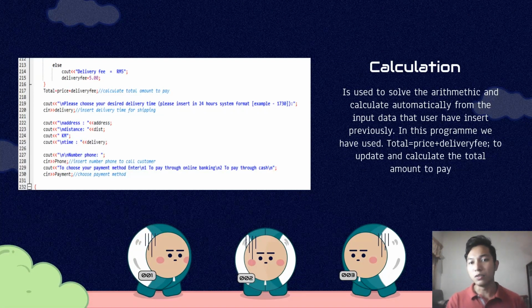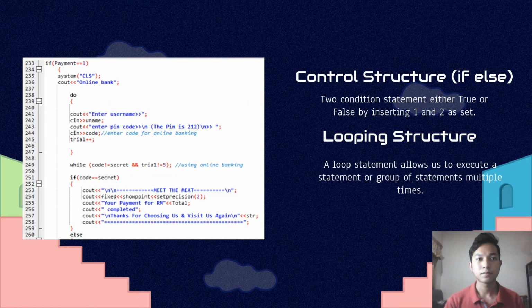Next, I ask the user to insert their preferred delivery time in the 24-hour clock system. Moreover, I have made the display output show the user their address, distance, and preferred time to make sure that the data they inserted is correct. Then, I ask the user to enter the phone number. Next, the user has to choose the payment method, which is online payment or cash.